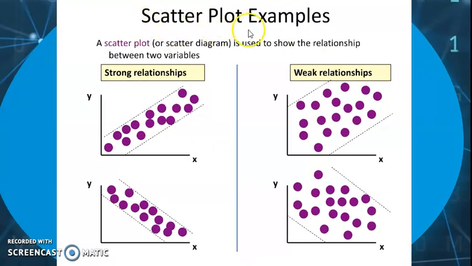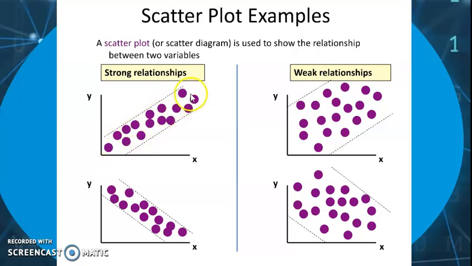So, some examples of scatter plot. A scatter plot is basically used to show the relationship between the two variables x and y. To my left are the strong relationships, to my right are the weak relationships. When I draw a graph x versus y and my data points are closely packed to each other within a narrow span, then I say that I have got a strong relationship among x and y.